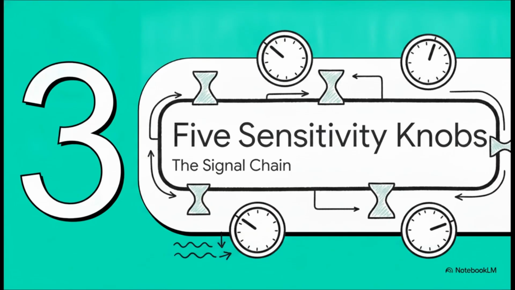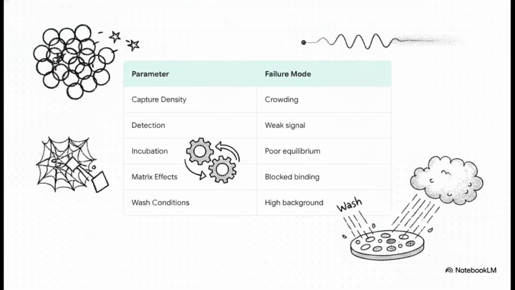Okay, let's flip the troubleshooting coin and look at Section 3, the 5 sensitivity knobs, breaking down the signal chain. What if your problem isn't the top end dropping off, but the bottom end barely registering at all? Low sensitivity in an ELISA rarely comes from just one single bad parameter. Instead, it's a weak link somewhere in your specific signal generation chain. Your bottleneck could be capture antibody density, leading to low capture or steric crowding. It could be detection system efficiency giving you a super weak amplification. Maybe it's your incubation time and kinetics failing to reach true equilibrium.